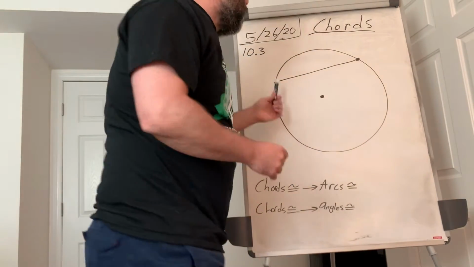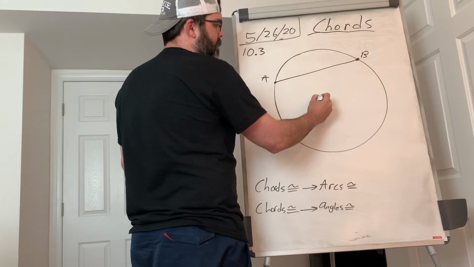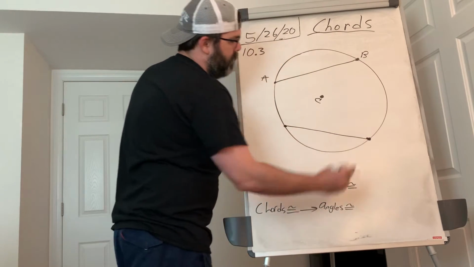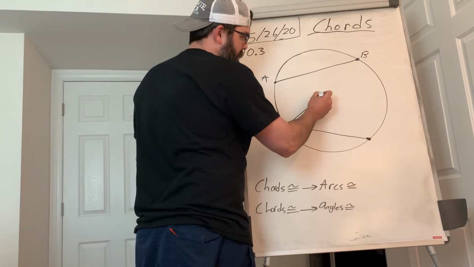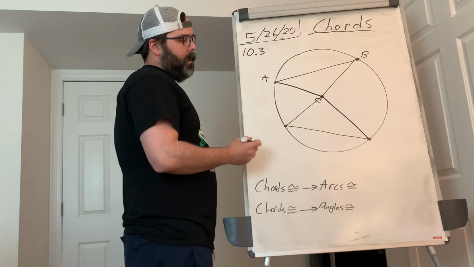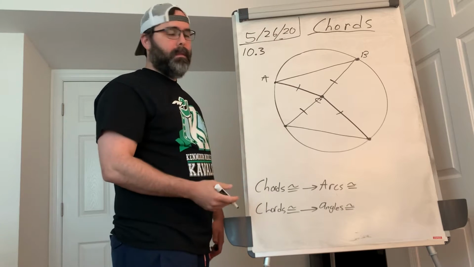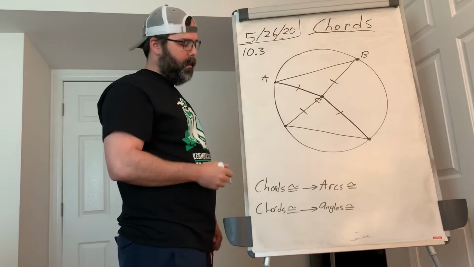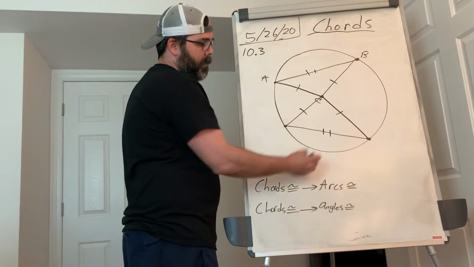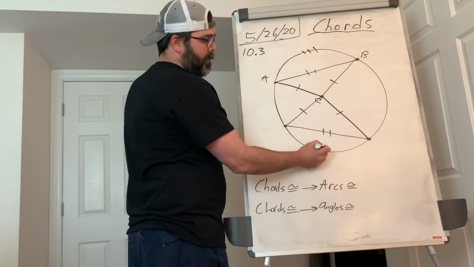So let's look at this chord and we'll name it AB. Chord AB. Okay, here's the center of the circle. I'll call that C. Okay, if I have another chord, and it doesn't have to be parallel. All right, so here we know that all of these are congruent because they are all radii of the same circle. They go from the center to the edge, so all of those are congruent. All right, the first theorem says that if these 2 chords are congruent, this one and this one, then their arcs must also be congruent, which means that this arc is congruent to this arc.